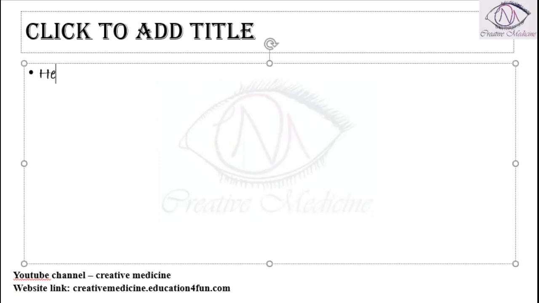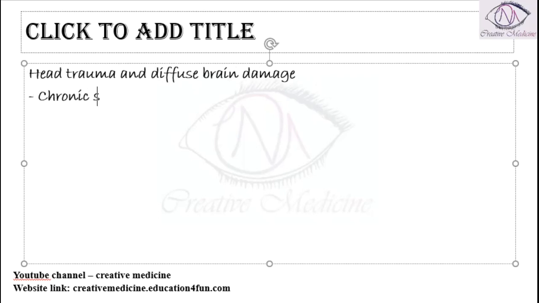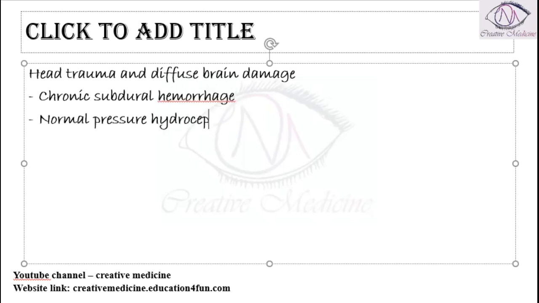Then the patient can also have reversible dementia due to head trauma, and diffuse brain damage can also result in reversible dementia, especially in conditions like chronic subdural hematoma. Chronic subdural hematoma or hemorrhage can cause reversible dementia, or normal pressure hydrocephalus can cause reversible dementia.